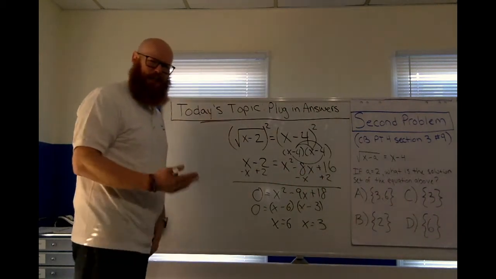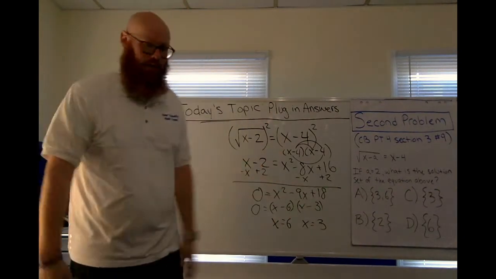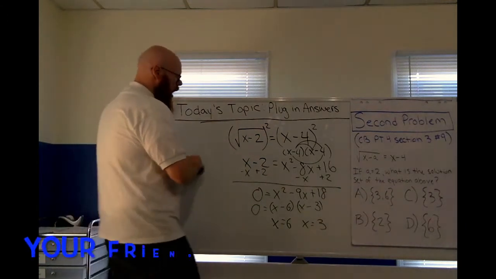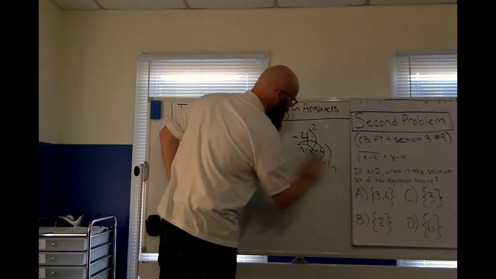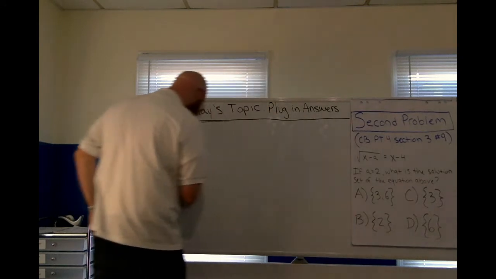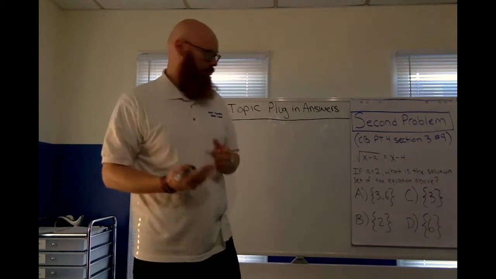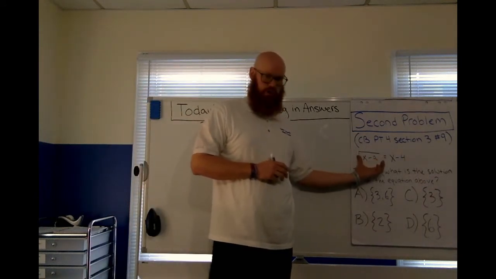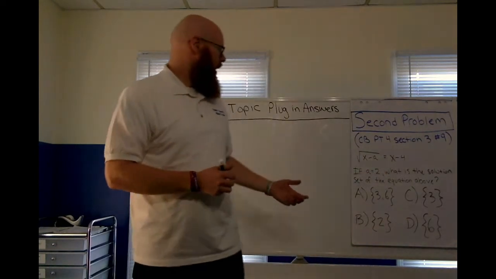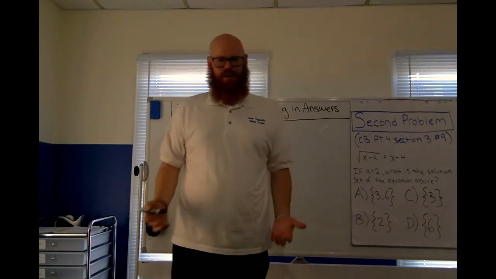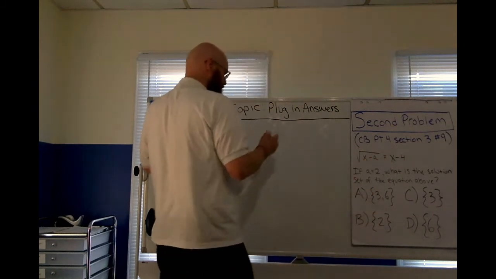I'm skipping through that pretty quickly because in our method, we're just going to plug in the answers anyway. All right? So in your Friendly Math Tutor way, we would just go right for plugging in the answer choices, because we know we're going to have to solve this problem. If we were doing it the school way, we would have to solve it out and then check our answers anyway, because when you do a radical equation, you have to check for extraneous solutions. So why not just start by checking the solutions and save a whole bunch of time.